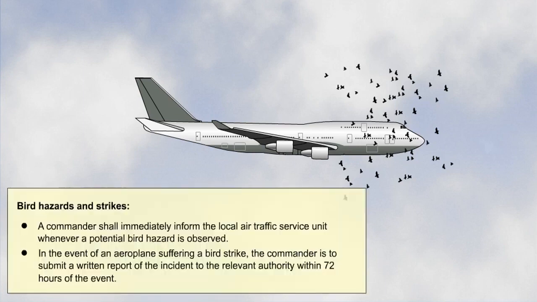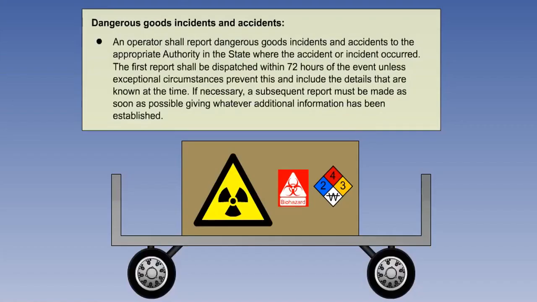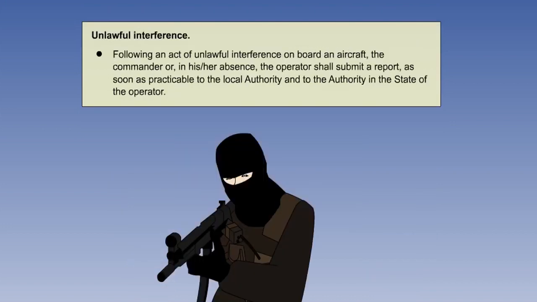As far as other specific circumstances are concerned, here are the rules. If a bird strike causes substantial damage or the loss or malfunction of an essential service, it must be reported. Incidents or accidents with dangerous goods should be reported within 72 hours of the event taking place. An immediate report should be made after an act of unlawful interference occurs.